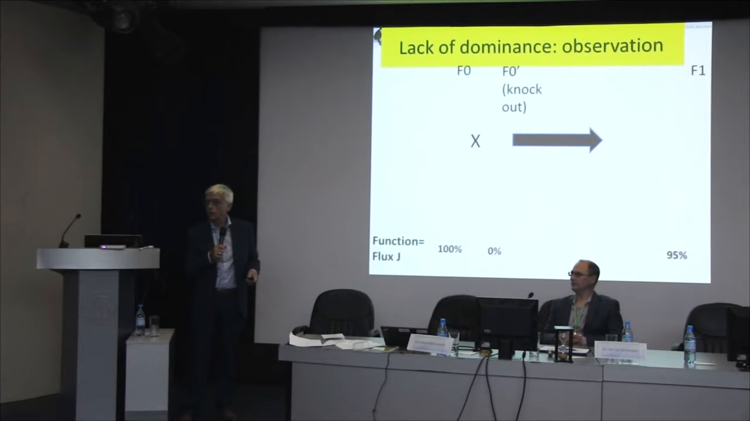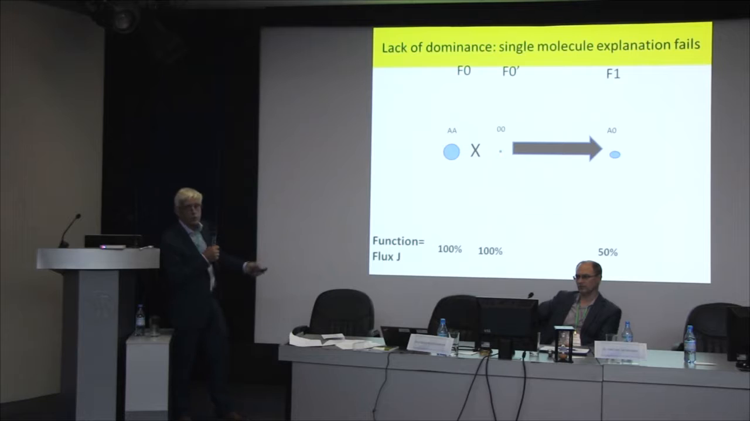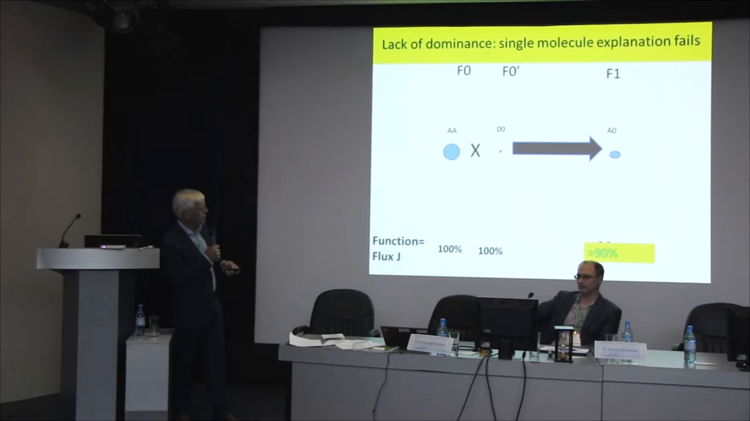So it still functions. And you would have expected maybe 50% function, because if you think about single molecule things, if it's a single molecule, this gene, then you have AA here, you have 0, 0 here, so that's nothing here, 0 function here. This should have been a 0, I apologize. And then we go to the heterozygous state, and then here we have 50% of the function. That's what you would expect from a molecular explanation, single molecule explanation. That doesn't work, that's a linear explanation. The reality is 95% only, or 90%.